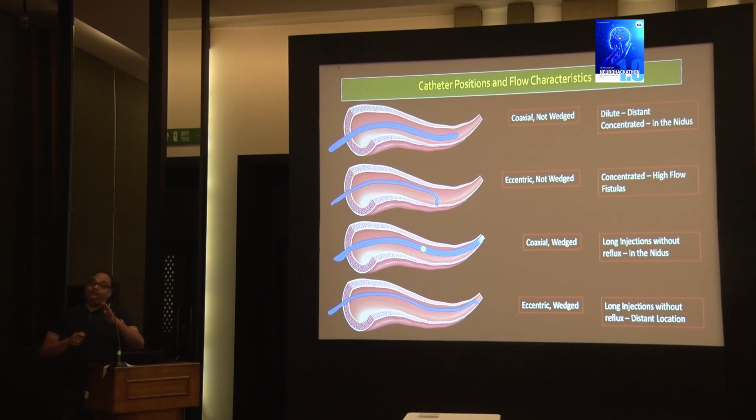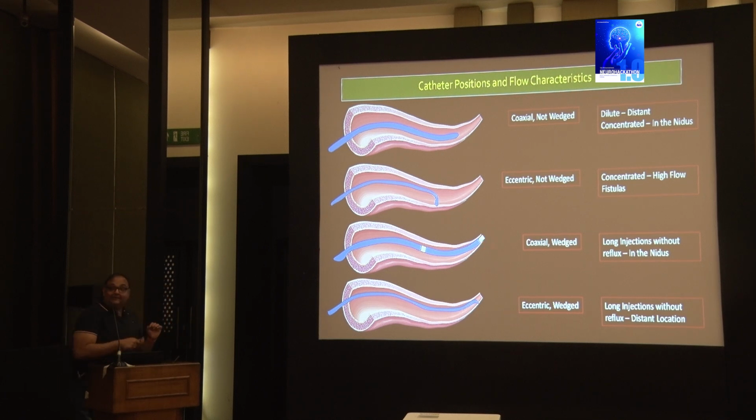So you should know, if you want to wedge, whether you will need a 1.2, a 1.5, a 1.7, a 2.1 or a 2.7 French. Which French you will require will again depend on what kind of flow characteristics you are dealing with. The moment you are wedged, you have complete flow control. So we do this again in very high flow fistulous conditions, in which because of this wedging we occlude the flow so that we can deposit the material according to our liking.